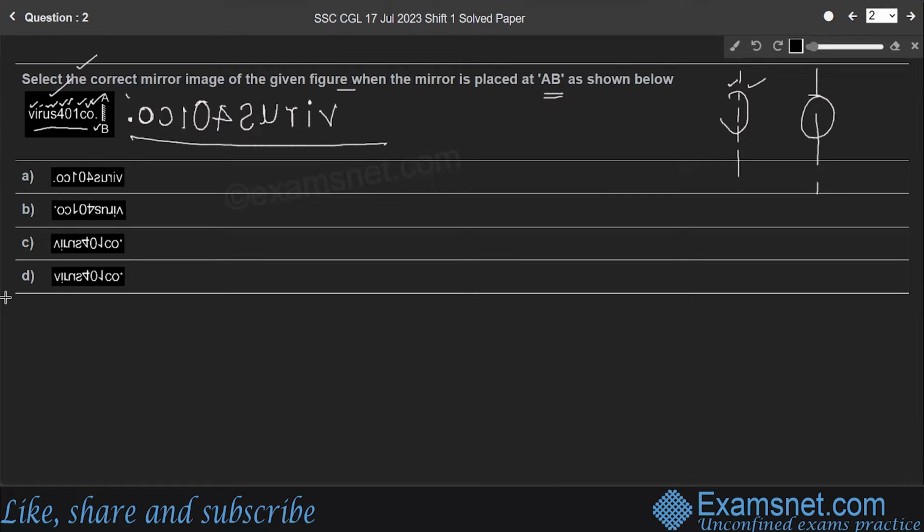So it starts with the dot, O and the images of the corresponding letters in reverse order. So look at the options here. Option A is exactly the mirror image of the given figure. Option A is the right answer.